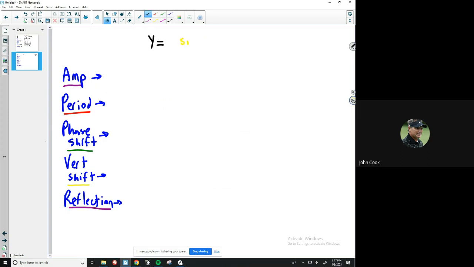So y equals sine of theta. Theta, and all the colors that were up here. So we had amplitude in purple, and then the period in red, and then phase shift, so we had 0 less than or equal to theta less than or equal to 360, and that was the green part right over there. And then yellow was the vertical shift. Here we go. This is going to work real well.